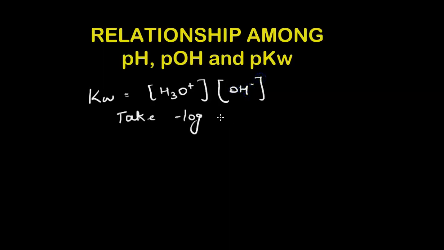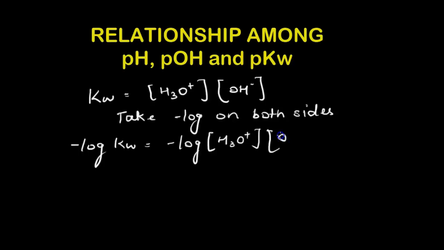Hey guys, in this lesson we will understand the relationship among pH, pOH and pKw. To understand this relationship we will use the formula Kw is equal to the product of the concentration of hydronium ion and hydroxide ion. Then we will take the negative log on both sides. So the left side will be negative log of Kw and the right side will be negative log of the product of hydronium ion and hydroxide ion concentration.